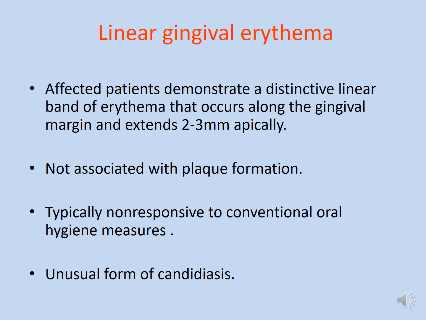Alright, so the last group 1 lesion is the gingival and periodontal lesions, under which you have linear gingival erythema. Affected patients demonstrate a distinctive linear band of erythema that occurs along the gingival margin and extends 2 to 3 millimeters apically. Let me tell you, it's not very easy to identify it clinically. Even many experienced clinicians would find this difficult to identify.